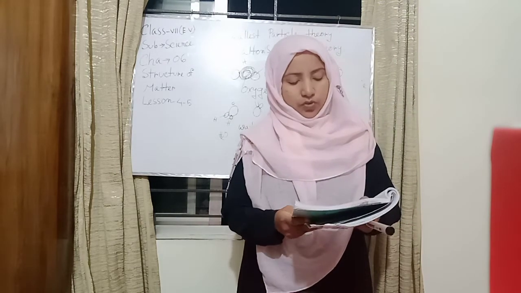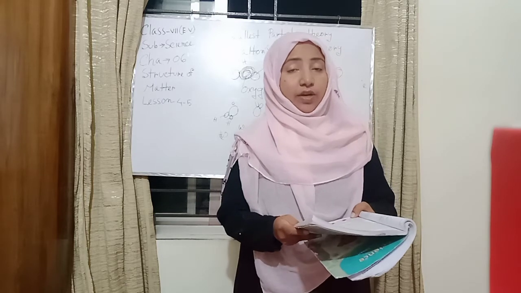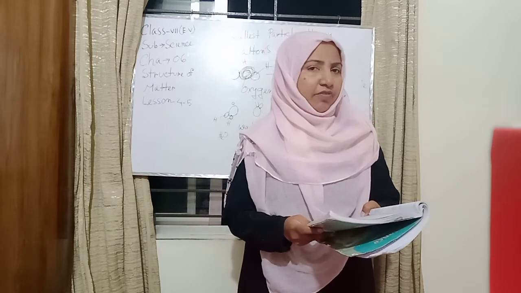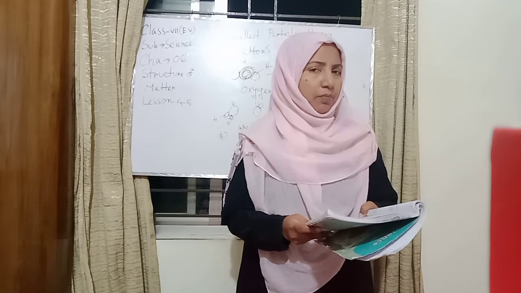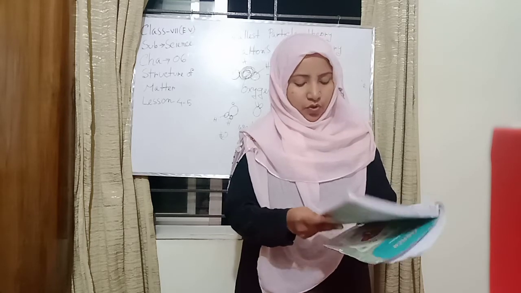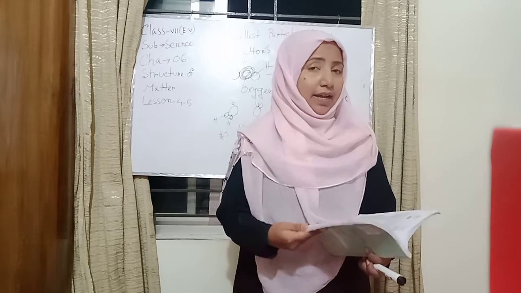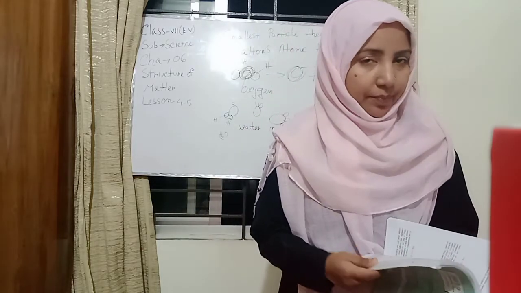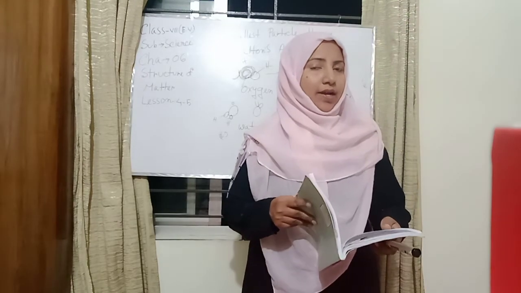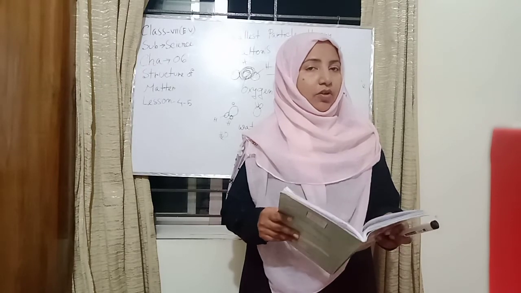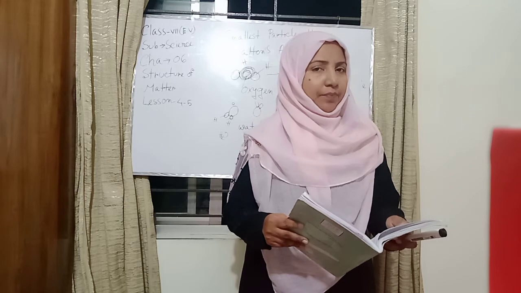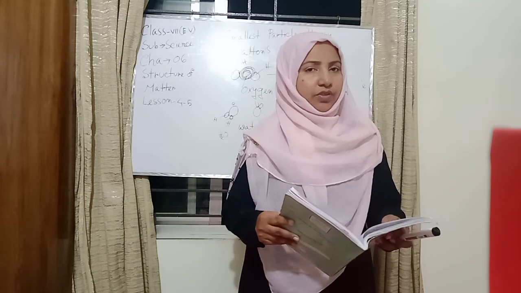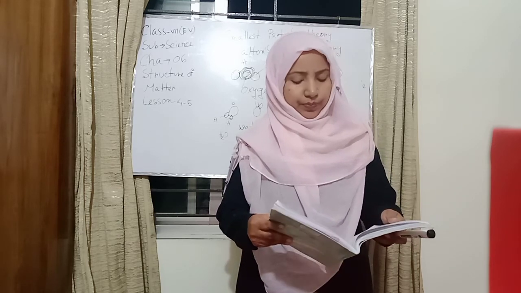In the next topics we will explain lessons 4 and 5. How can they form? Yes, one or two compound structures. In the first compound structure, we learn about water. Here is water. There are 2 hydrogen atoms and 1 oxygen atom. When they are formed together, they form H2O.